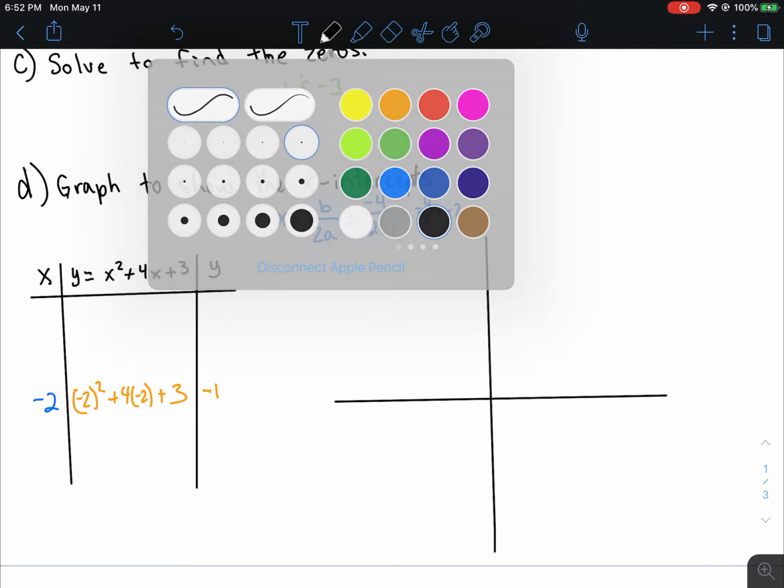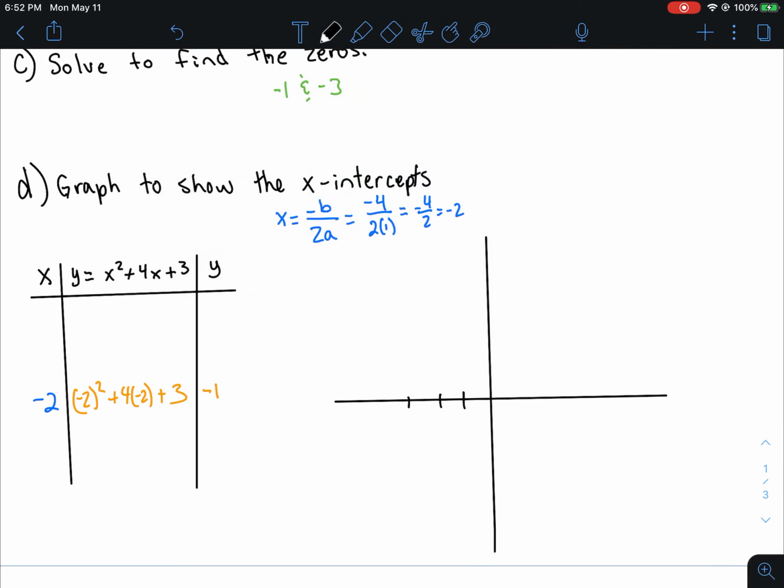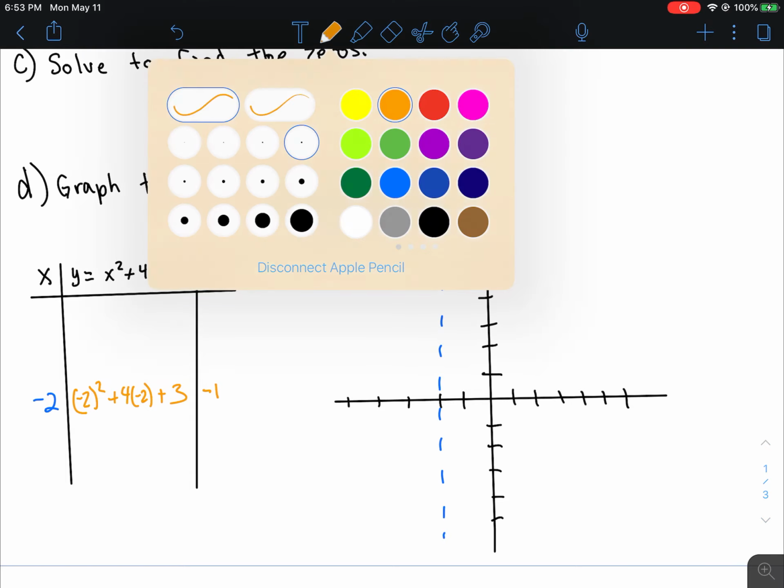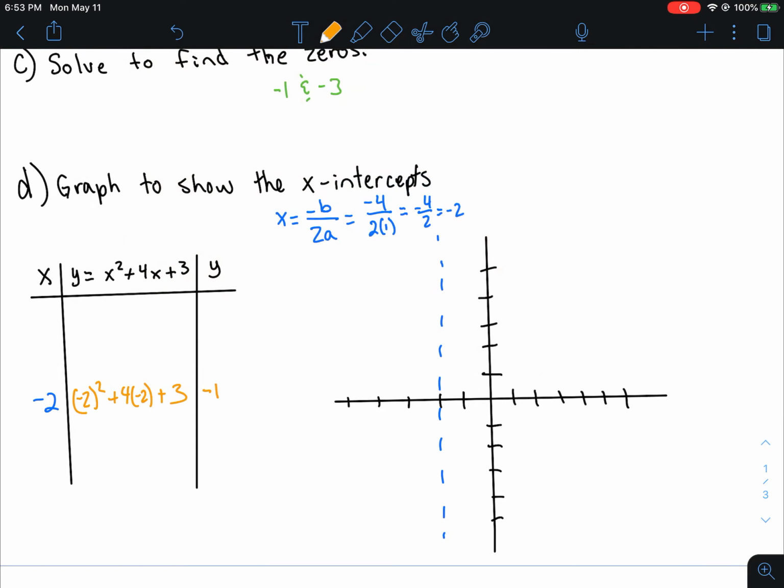So what this means, I'm going to draw in on my graph here. And then 5. 1, 2, 3, 4, 5. All right, so our axis of symmetry we know is at negative 2, so I'm drawing in that dashed line there. I know that my vertex is at negative 1, so that is going to be right here. Now, I know my parabola is going to open upwards, and the reason for that is because the number in front of my x squared term, or my a value, is a positive value.